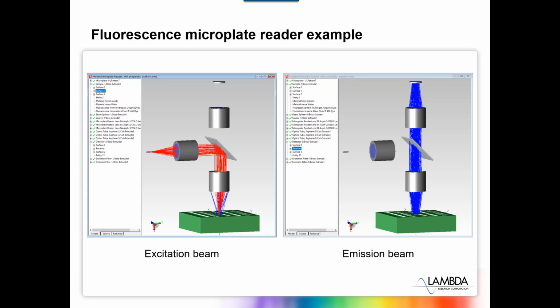So here's the system we're going to look at. It's basically two parts. We have an excitation beam where light illuminates a sample. It's a fluorescent sample. And then we have an emission beam here, or an emission leg, where light is collected from the fluorescence and then focused onto the detector.